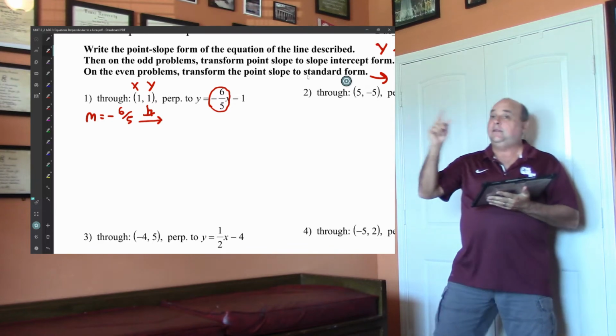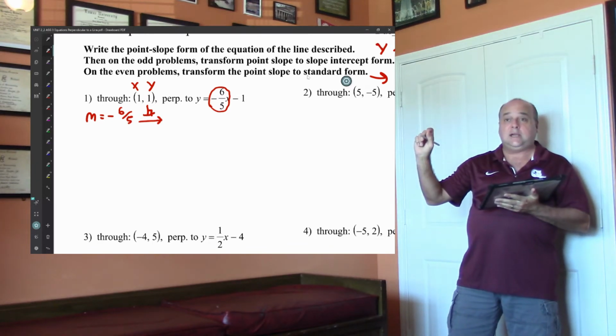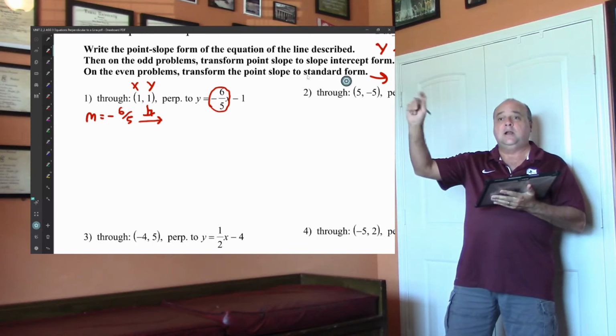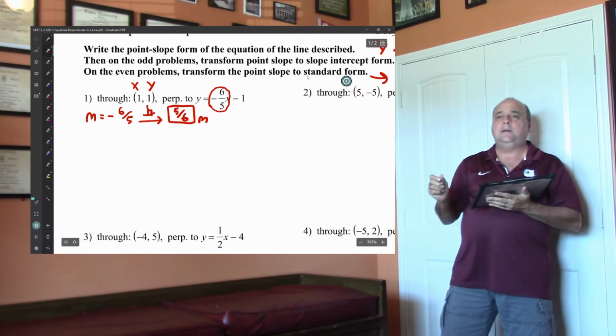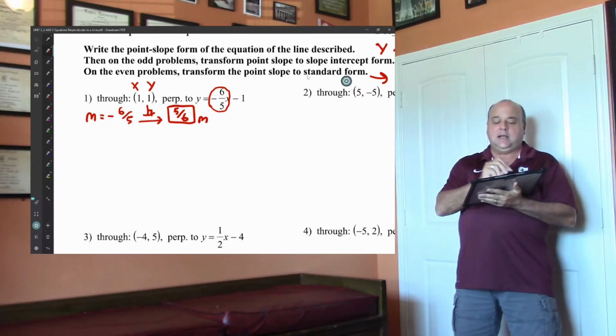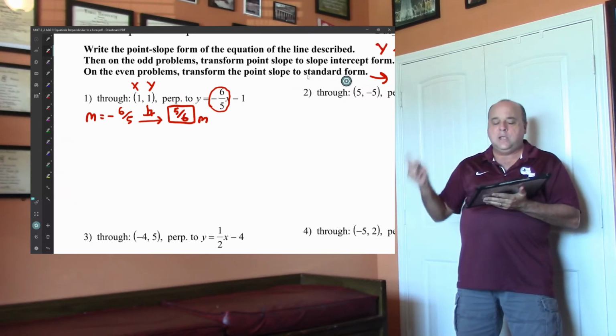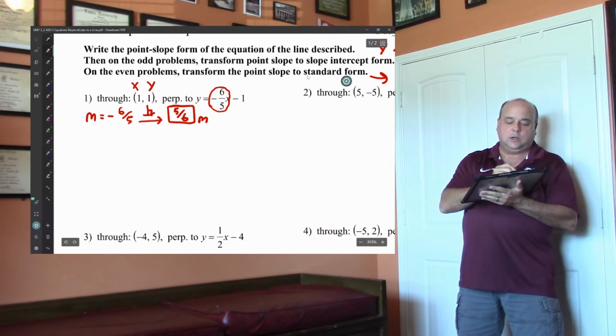Now then, the slope won't stay the same, will it? Like yesterday when it was parallel. I'm going to flip it and switch the sign. So my new slope will be positive 5 over 6. I'm going to put an m by that. So that's my m, and I have my x and my y, right? So let's plug that into point slope.